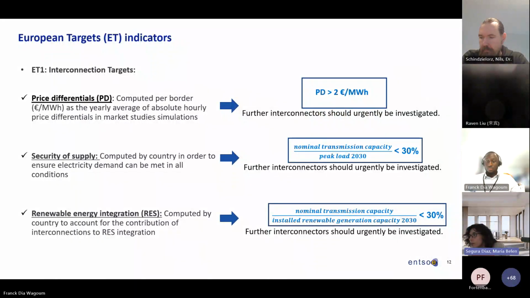ET1 complements the interconnection ratio indicator showing the urgency. I do not understand this question. This is the answer, I think. Yeah, maybe it's a statement.